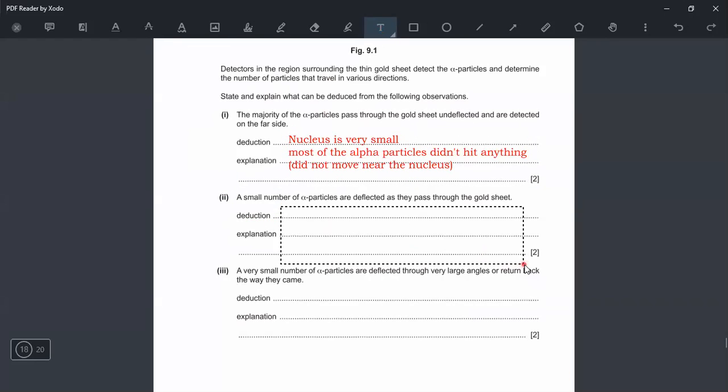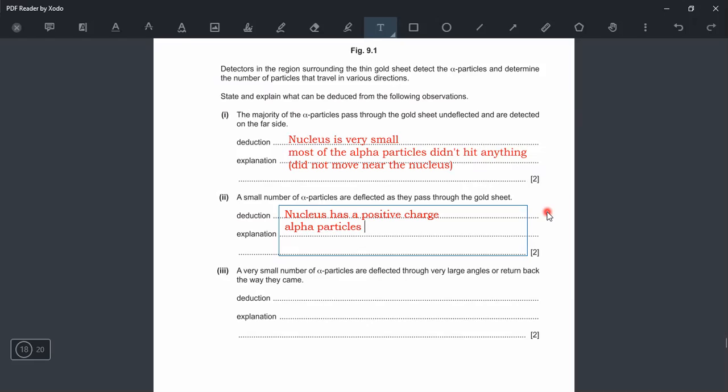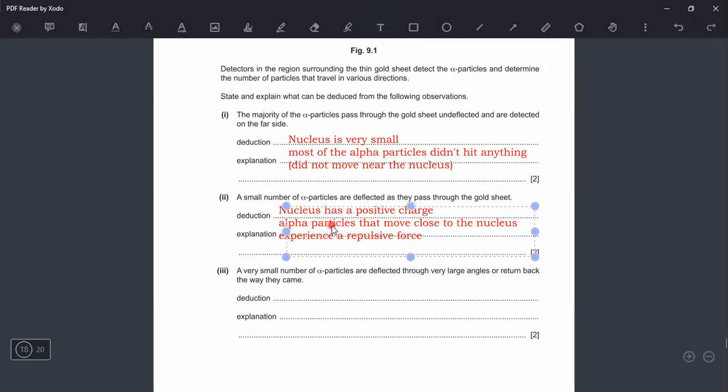A small number of alpha particles are deflected as they pass through the gold sheets. The reason they're deflected is because the nucleus has a positive charge. Why did we figure that out? Because the alpha particles that move close to the nucleus experience a repulsive force. So they just get repelled. That's why they change directions.